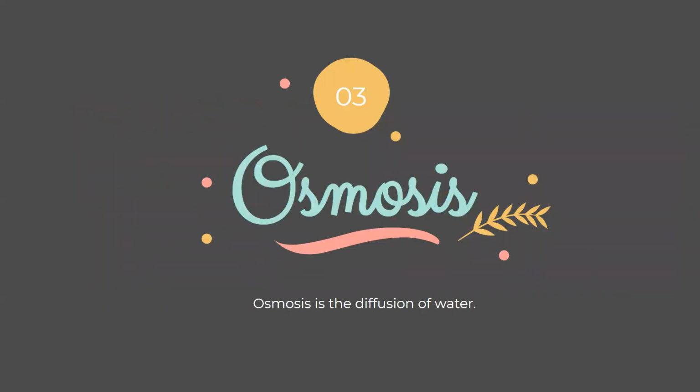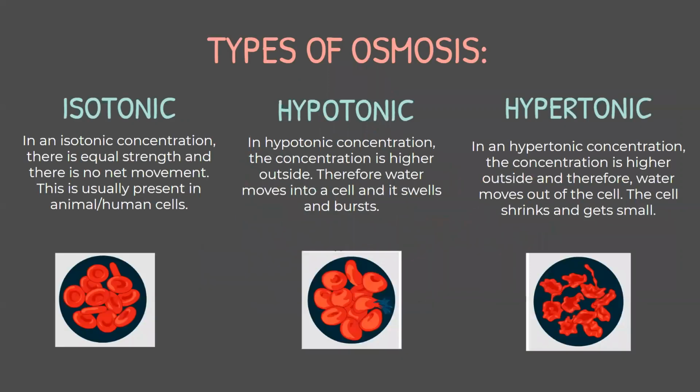So next is osmosis. And osmosis is the diffusion of water. So it's the net movement of specifically water, not any other liquid but water. Now there are three types of osmosis: isotonic, hypotonic, and hypertonic.